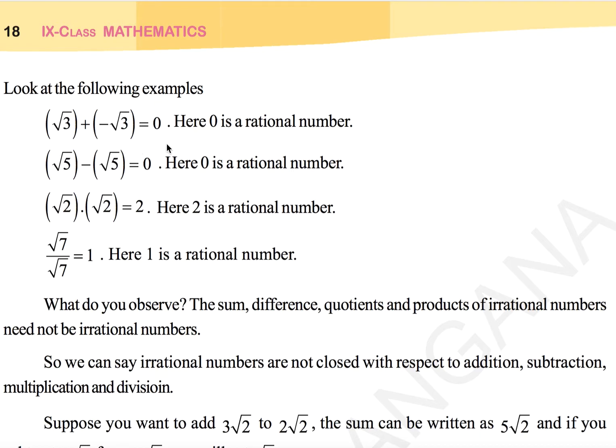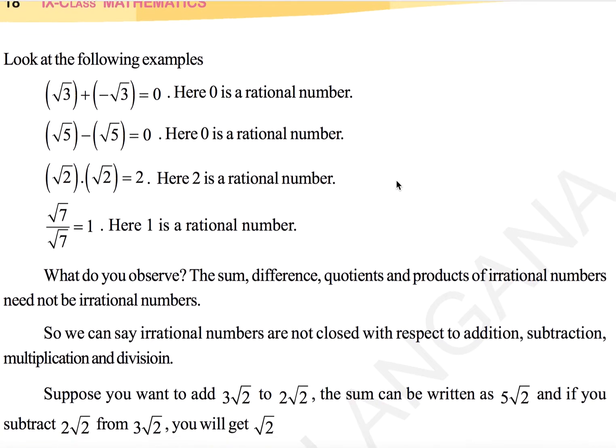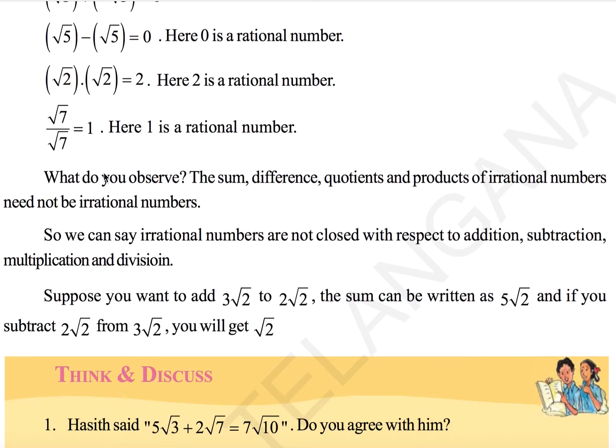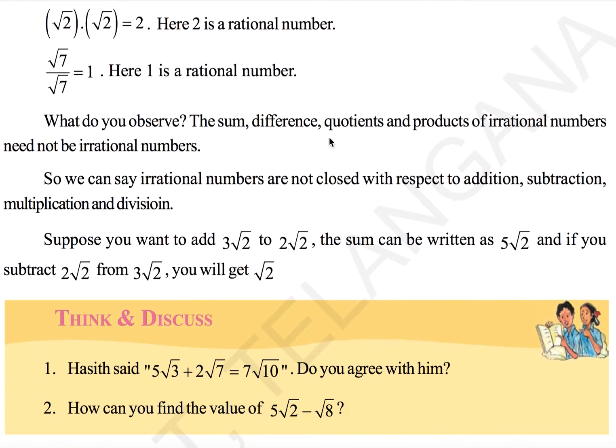Root 3 plus minus root 3 is 0. 0 is a rational number. Minus root 5 plus root 5 is 0. So this is addition. Root 2 into root 2 equal to 2 is a rational number. Root 7 by root 7 equal to 1 is a rational number. What do you observe? The sum, difference, quotient and product of irrational numbers need not be irrational. They can be rational as well. So we can say irrational numbers are not closed with respect to addition, subtraction, multiplication and division.